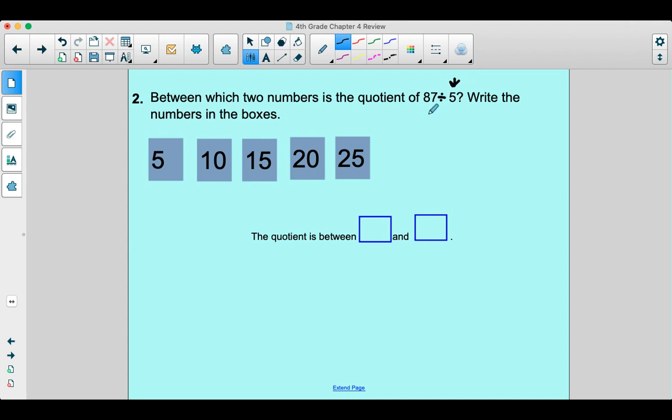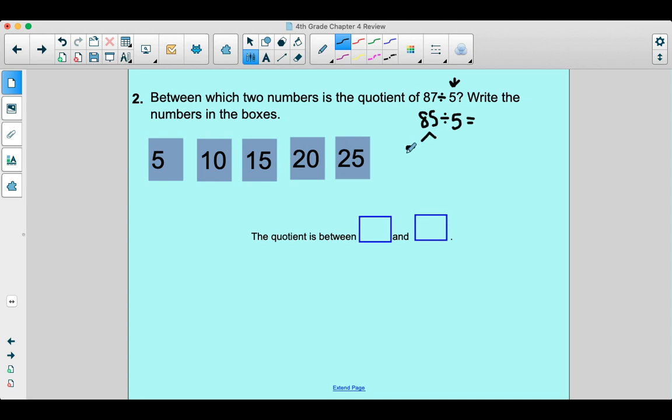I know that I could do 85 divided by 5 because I know that's going to go in evenly because anything that ends with a 5 or a 0, I can divide equally by 5. So between which 2 numbers is the quotient of 87 divided by 5? All right, so the next thing I think about is how I'm going to do that without counting by 5s until I get to 85, because that might take me a while.